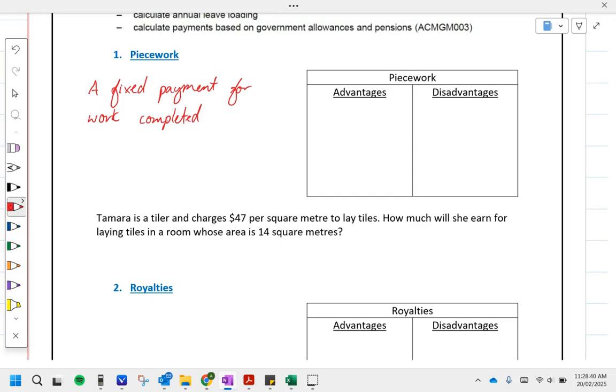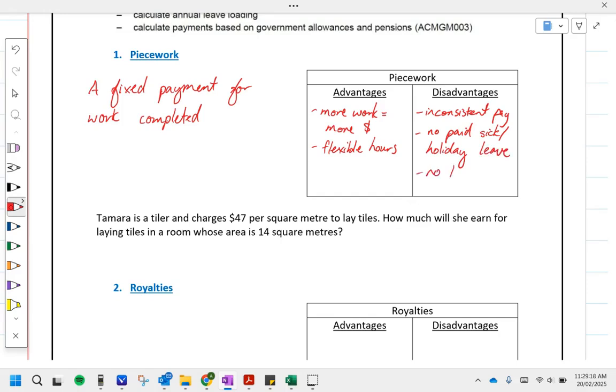Some advantages of piecework is the more work you do, the more money you get. Another advantage is there are flexible hours as well. Disadvantages, however, is inconsistent pay. There's no paid leave, no paid sick or holiday leave, and no bonuses.